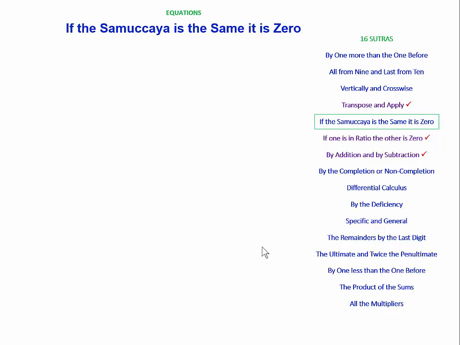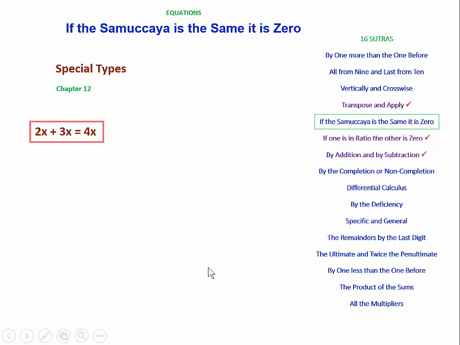If the Samuccaya is the same, it's 0. Shunyam Samya Samuccaya. THG gives a lot of examples of the application of this sutra in solving equations in chapter 12. So, for example, the first illustration he gives is this type of equation where we've got a common factor. The word Samuccaya has got different meanings, that's why it's left as a Sanskrit term, and one of them is common factor. Here we've got a common factor of x on both sides, and so we can equate that to 0. The common factor is the same, and so it's 0. We get x is 0.